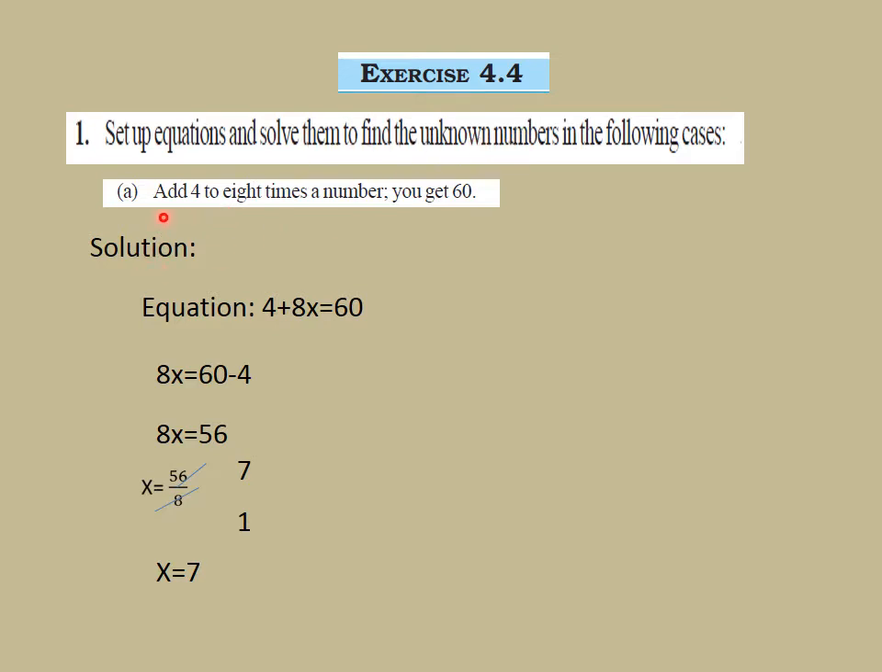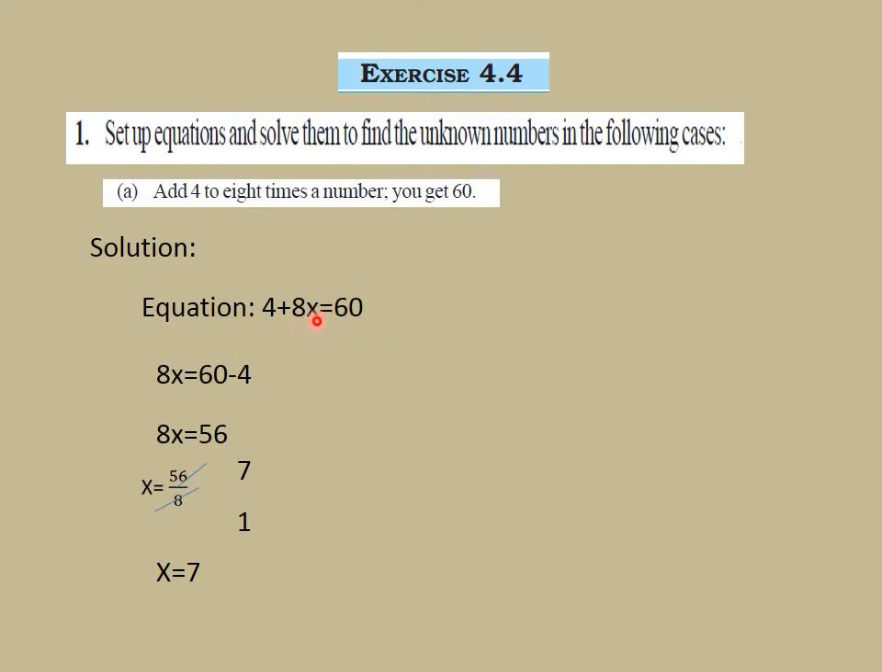Okay. So the first one is, add 4 to 8 times a number, you get 60. Add 4 means 4 plus 8 times a number. That number we take as x. 8 times a number, 8 into the number, so 8x. Add 4 to it: 4 plus 8x, you get 60, so it is equal to 60. Okay. 4 plus 8x is equal to 60.